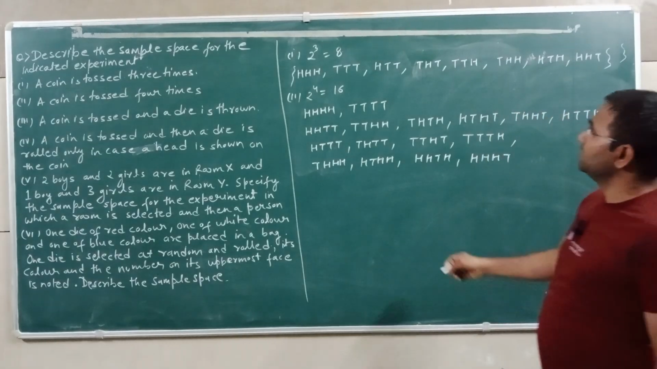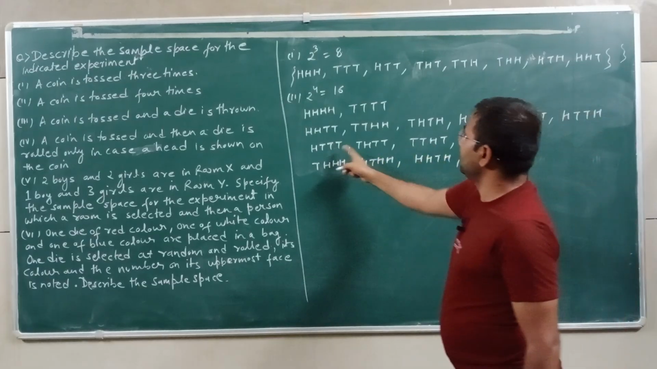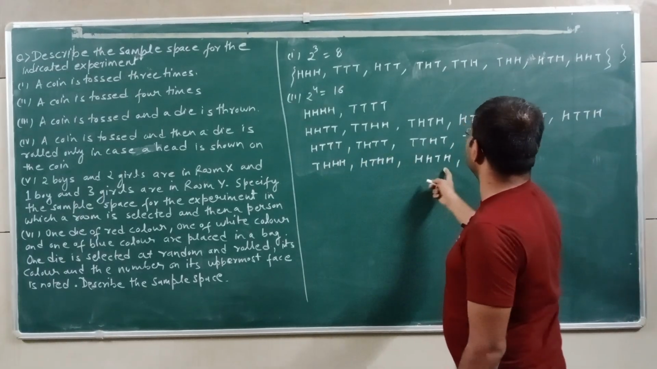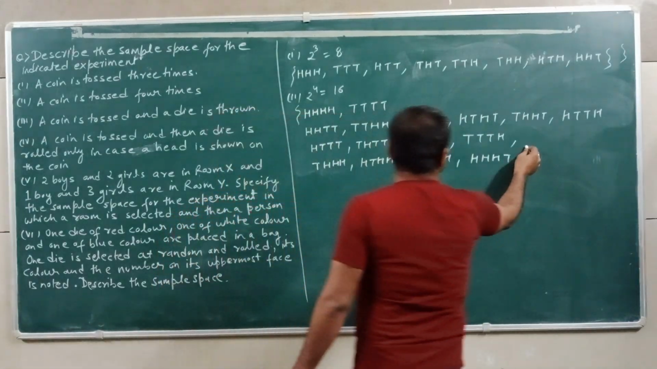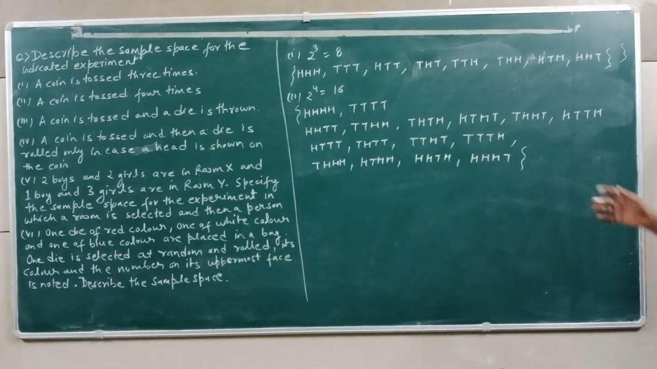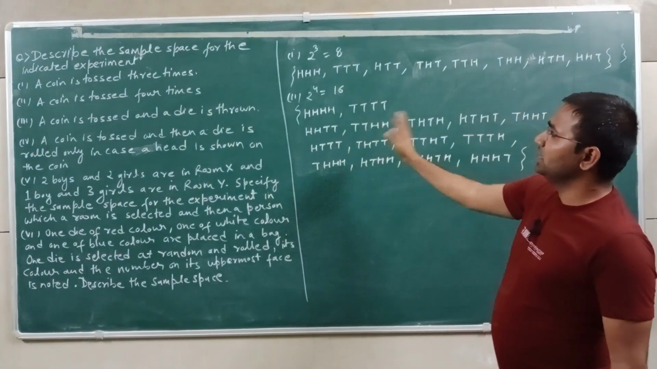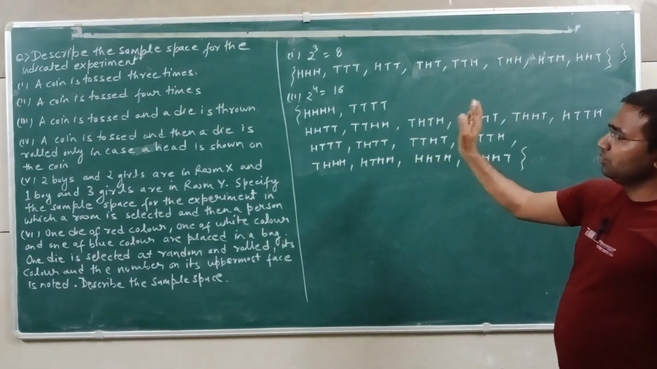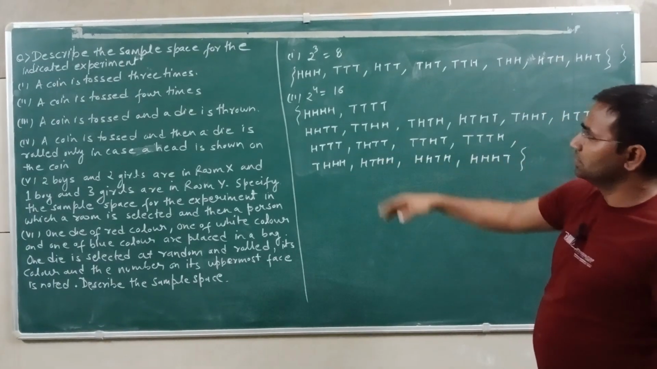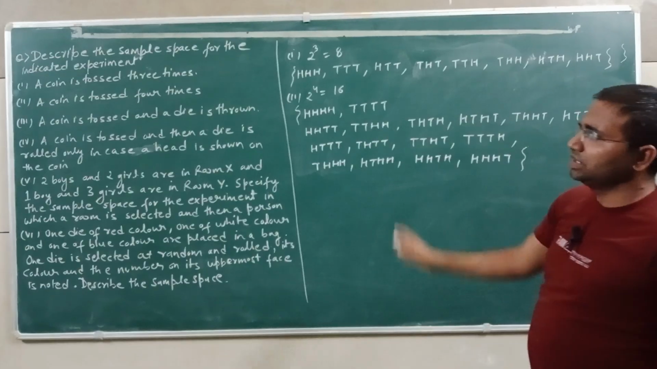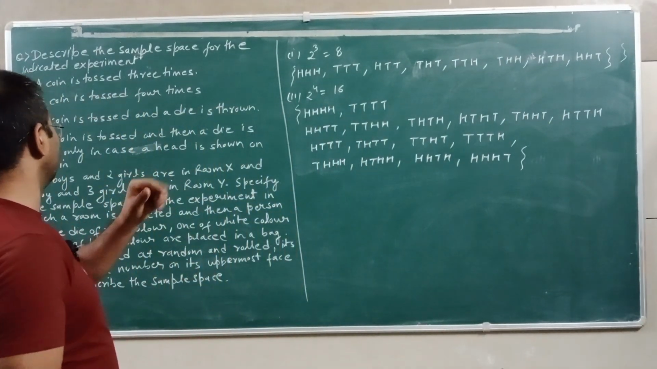Now count all the sample space: 1, 2, 3, 4, 5, 6, 7, 8, 9, 10, 11, 12, 13, 14, 15, 16. So see here, total 16 you have written. Okay, so how you will write, I told you. First of all, write the single ones, then make the two head and two tail combinations, then one head three tail combinations, then three head one tail combinations. So you will get the sample space. Okay, so see here how you will write the sample space if you toss a coin 4 times.